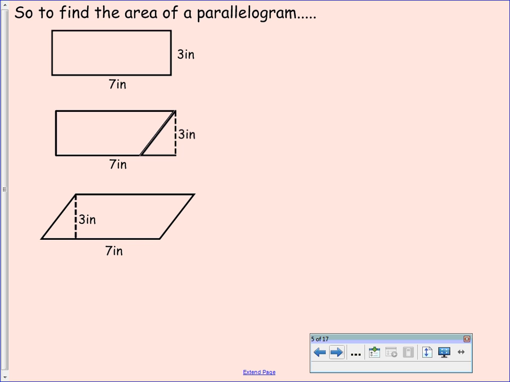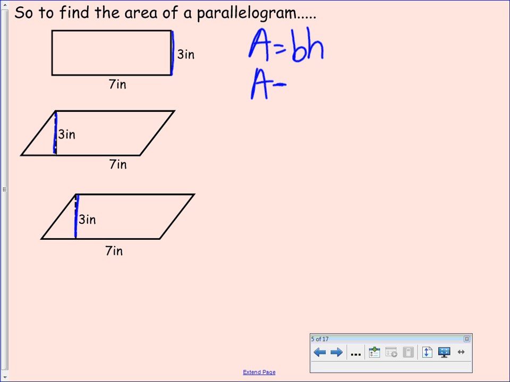Well, if I took my rectangle and cut it and made it into the parallelogram that I see down here, what did I do with my height? Here is my height. Now here is my height. So there is the height. So if this is area equals base times height, area equals 7 times 3, area equals 21 inches squared.